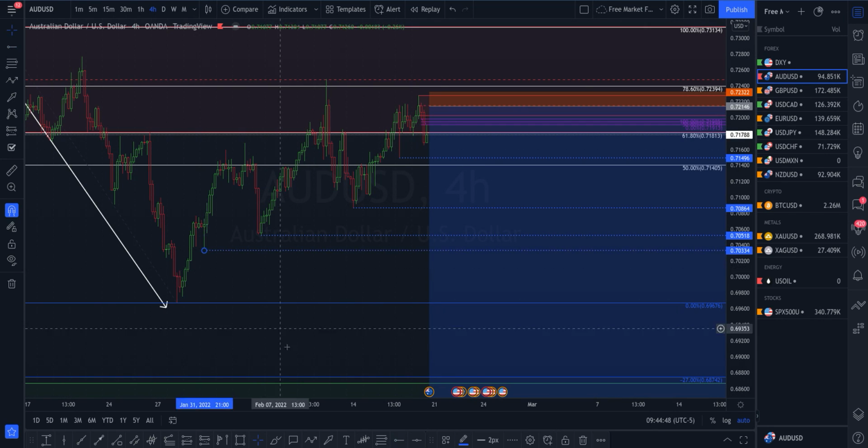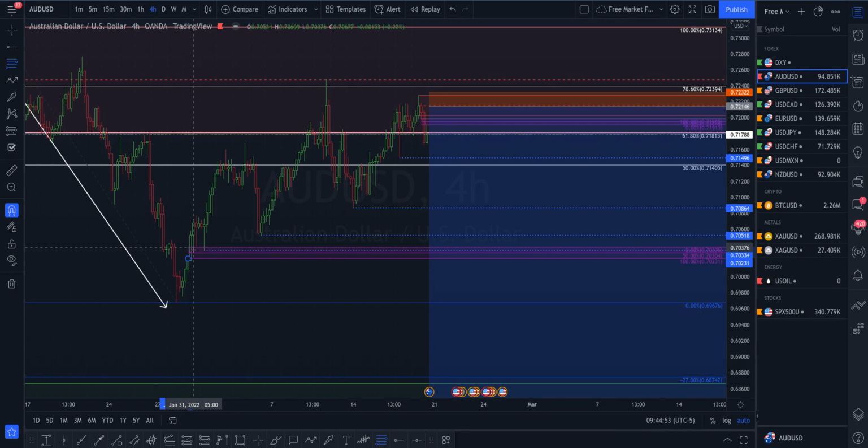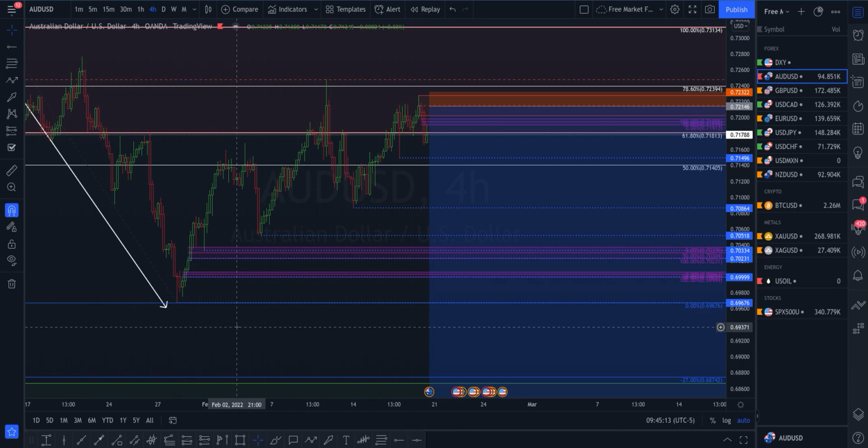All right, this low, the filling of this imbalance, okay, the filling of this imbalance, we can go for this low. Now these are all areas where you can secure profits, or bring your stop to these areas.